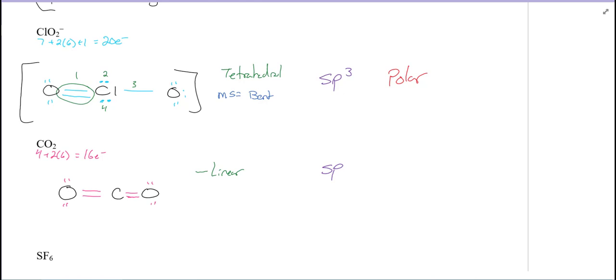The shape is also linear for the molecular shape. And then polar. Is this polar? Not polar. It is symmetrical.